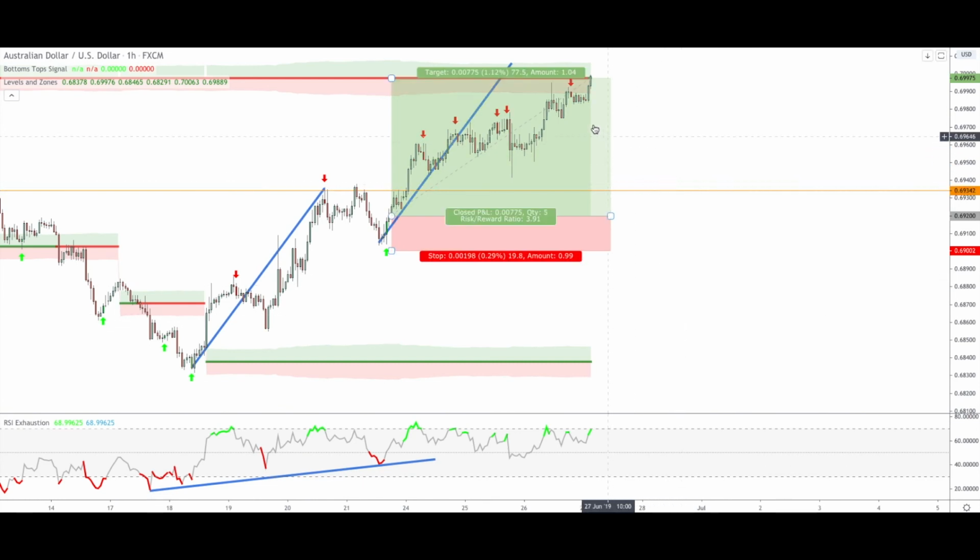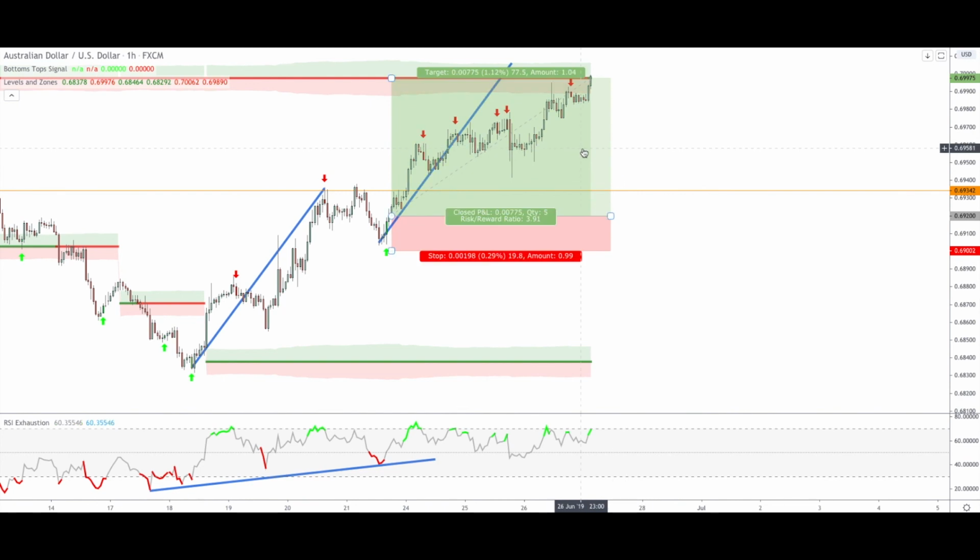It took a bit more candles, but as I expected, we got to our target. And guess what? We got all our 3.9x return. What if we closed before? What if we closed down here? We would have taken like 1-to-1 risk reward, or 1.5x return, which is less than half of what we got today.